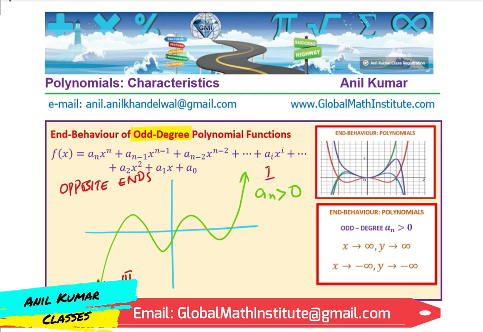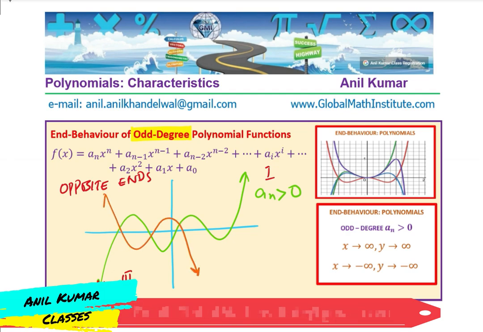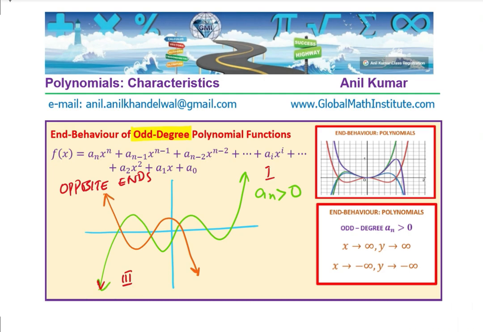Let's have another graph here, and let's say we have this graph. Now this particular graph ends in quadrant 4, right? So that means an, the leading coefficient, is less than 0. And since it is opposite ends, we know that the degree is odd. Does it make sense to you?